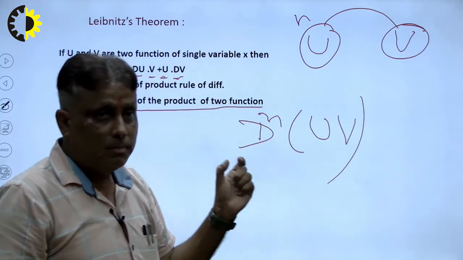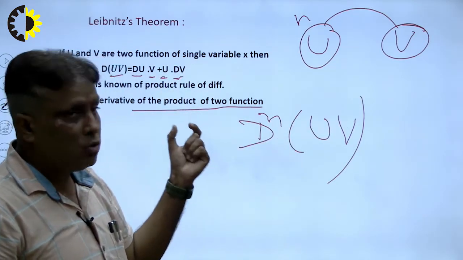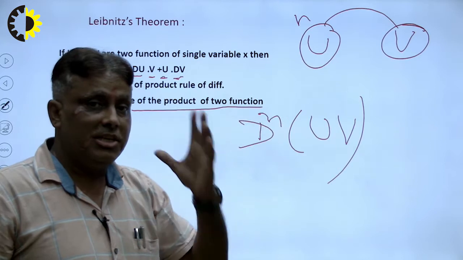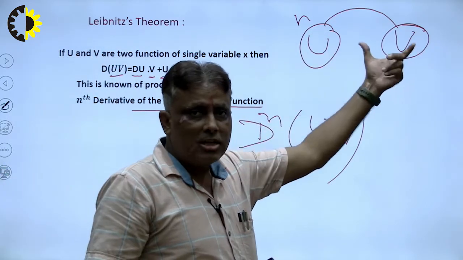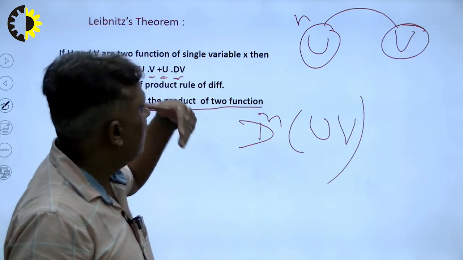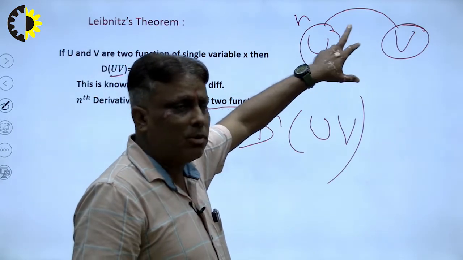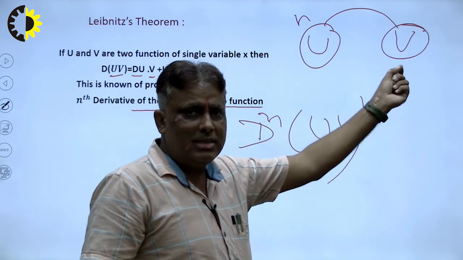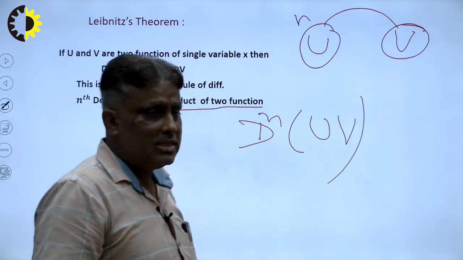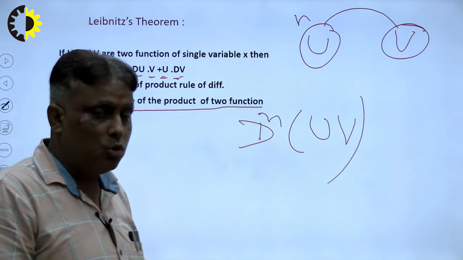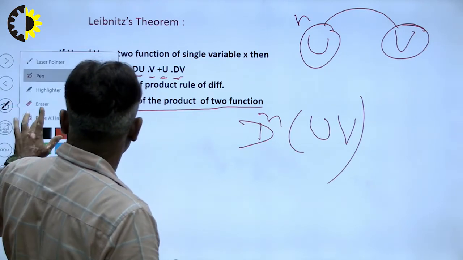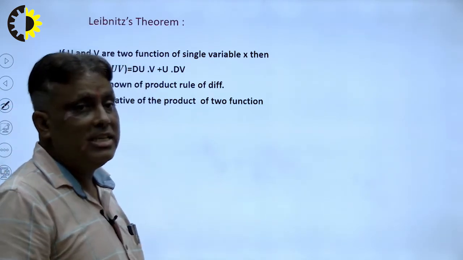But the sum of both will be n always, each and every day. Suppose this will be n minus 3, so this will be 3, and the sum is n. On the fourth day this will be n minus 4 and this will be 4, and the sum is n. So this is the most important thing in the Leibniz theorem. Now the question is how to apply the Leibniz theorem. That is the most important part, and it is very easy.